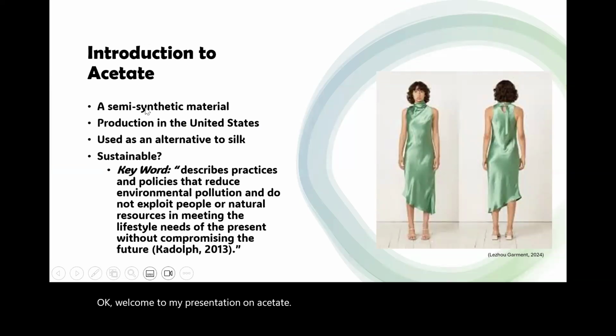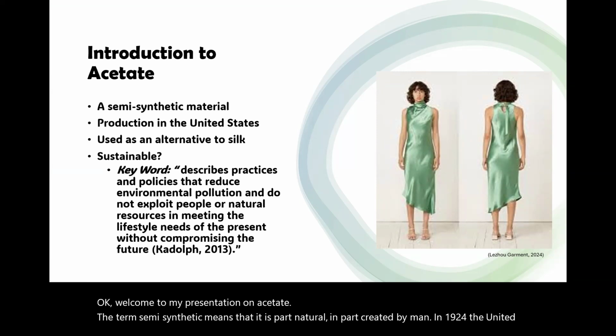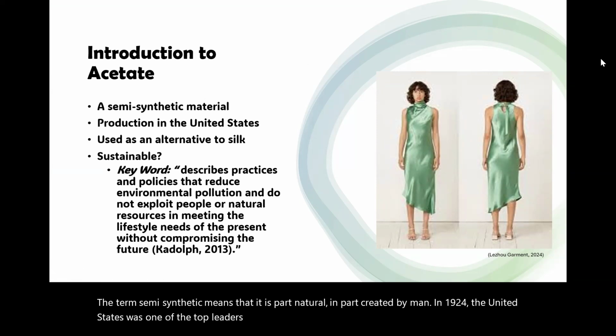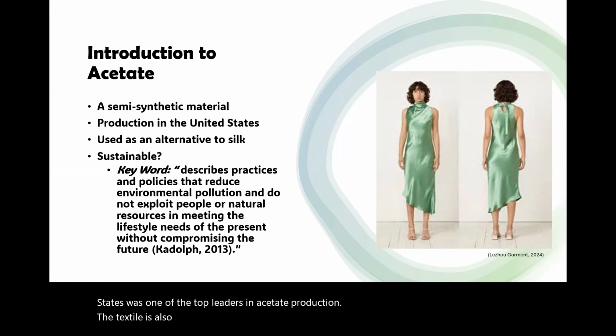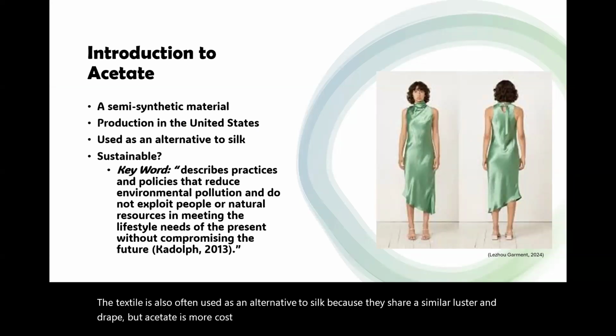The term semi-synthetic means that it is part natural and part created by man. In 1924, the United States was one of the top leaders in acetate production. The textile is also often used as an alternative to silk because they share a similar luster and drape, but acetate is more cost-effective.